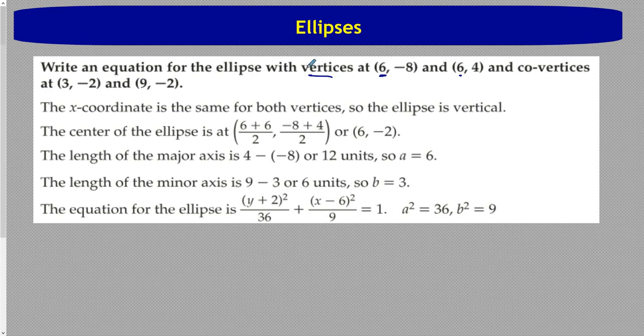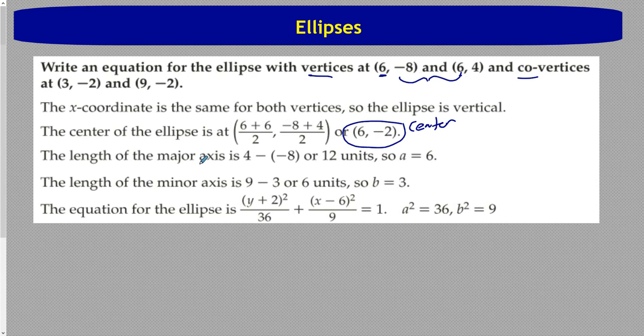Now I know the vertices are on the major axis, right? Because if it's the minor axis, they're called co-vertices. The center of the ellipse will be at the midpoint of these two. So if I just use the midpoint formula, 6 plus 6 over 2, negative 8 plus 4 over 2, this is the center.